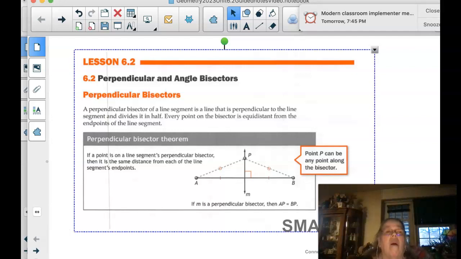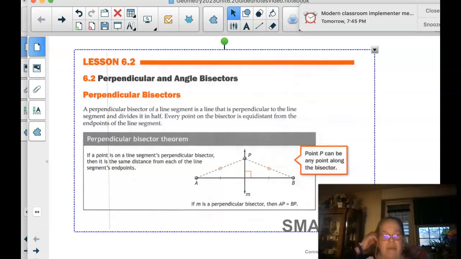Okay, so this is lesson 6.2, perpendicular lines and angle bisectors. Perpendicular lines, if you remember, meet at right angles. Perpendicular lines form right angles. A perpendicular bisector, which cuts a line segment into equal pieces, is a line that is perpendicular to the segment and divides it in half.